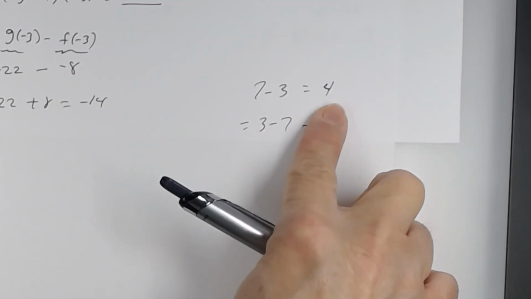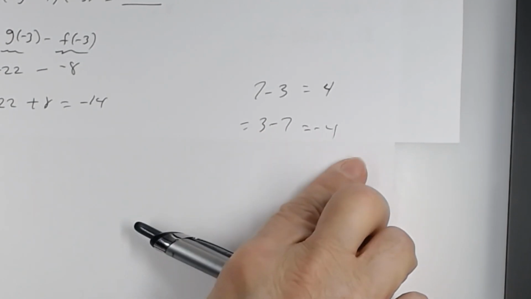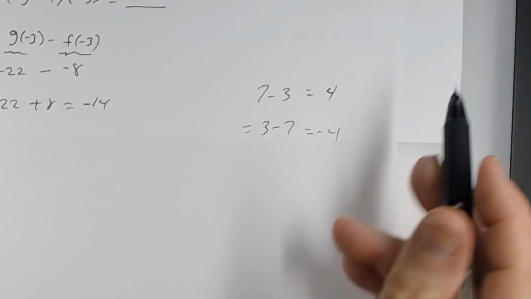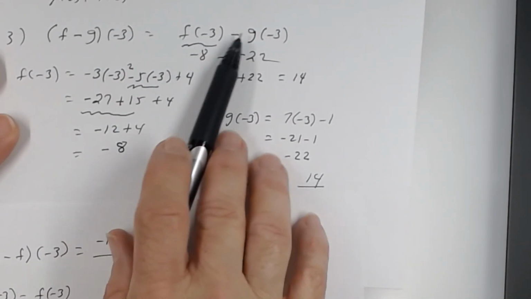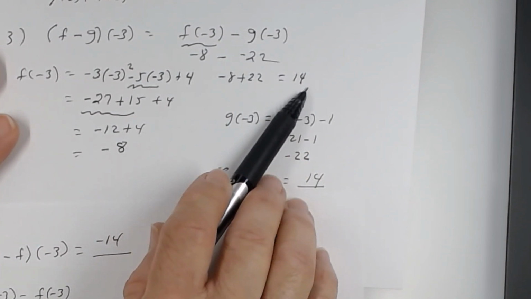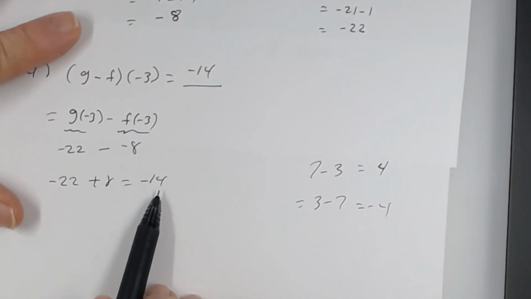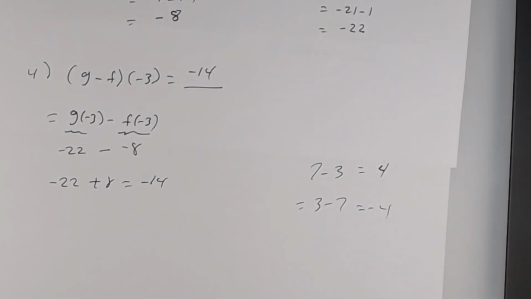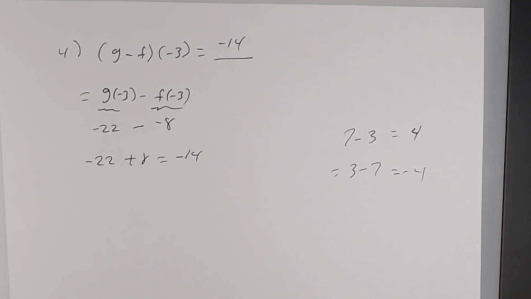It kind of made sense if you think about it based on what we just talked about. 7 minus 3 is what? 4, right? And so 3 minus 7 being what? Negative 4. Those are opposites, right? So if f of negative 3 subtract g of negative 3 is 14, and I go the opposite way, g of negative 3 subtract f of negative 3, what should that be? Negative 14. Okay? All right. So for number 5, let's go ahead and do a multiplication.